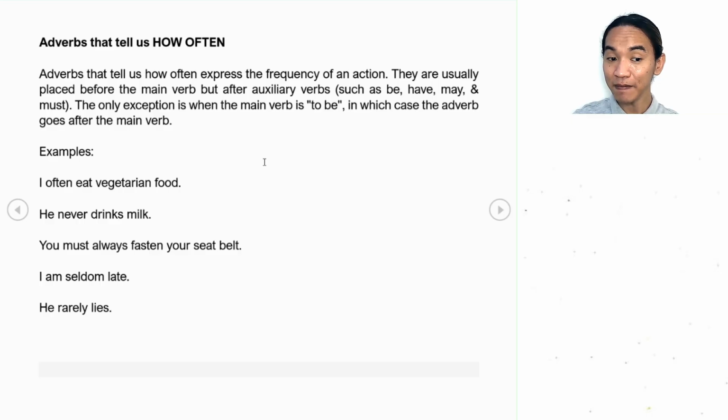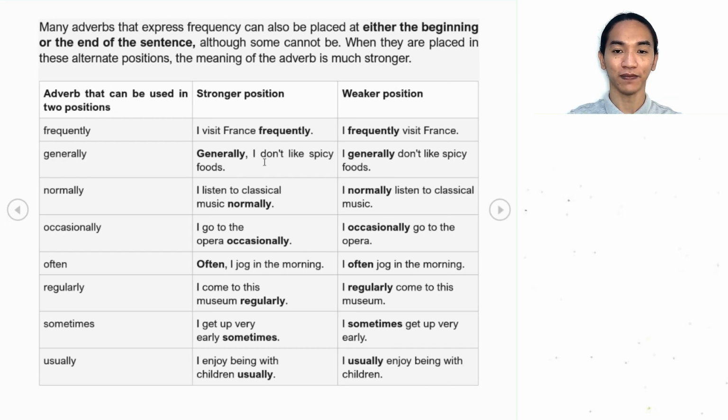I am... so here your be verb is your main verb. So you put your adverb of time after your be verb as your main verb. I am seldom late and he rarely lies. So please study these examples.